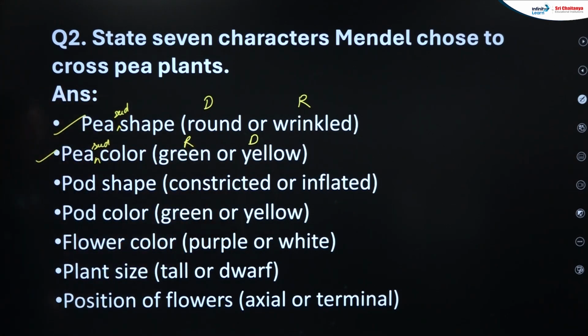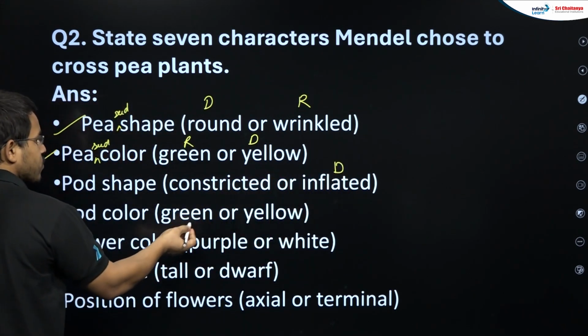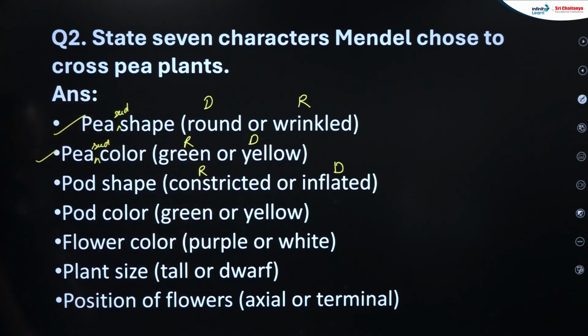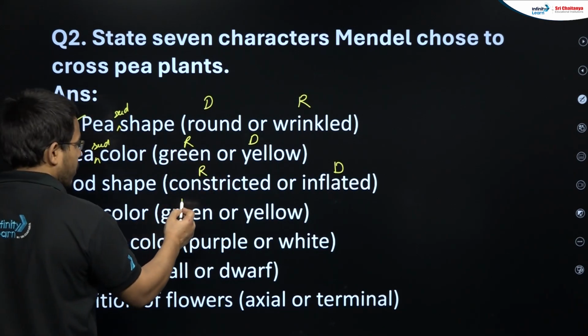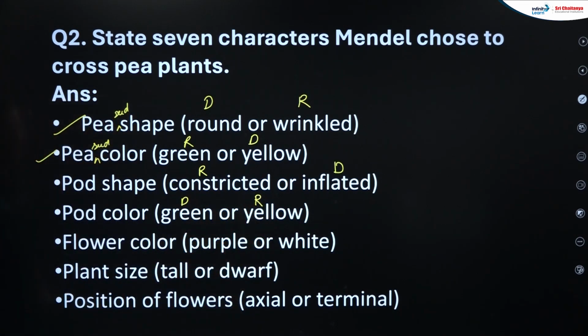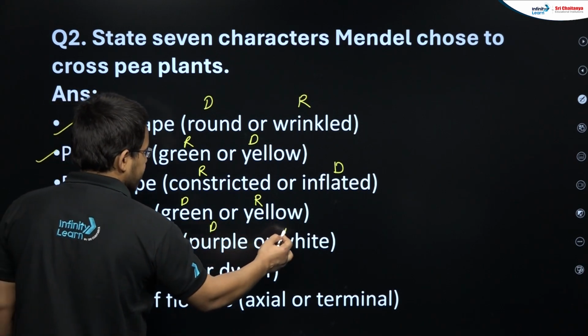Then is pod shape. If we talk about pod shape, constricted and inflated. Inflated is the dominant one and constricted is going to be the recessive one. After that, pod color can be green and yellow. Green is dominant, yellow is recessive in the case of pod color. Then flower colors are purple and white. Purple is going to be dominant, white is going to be recessive.